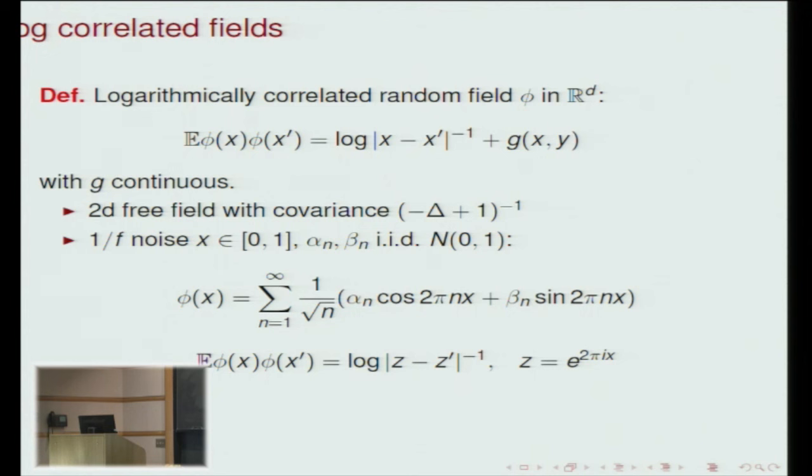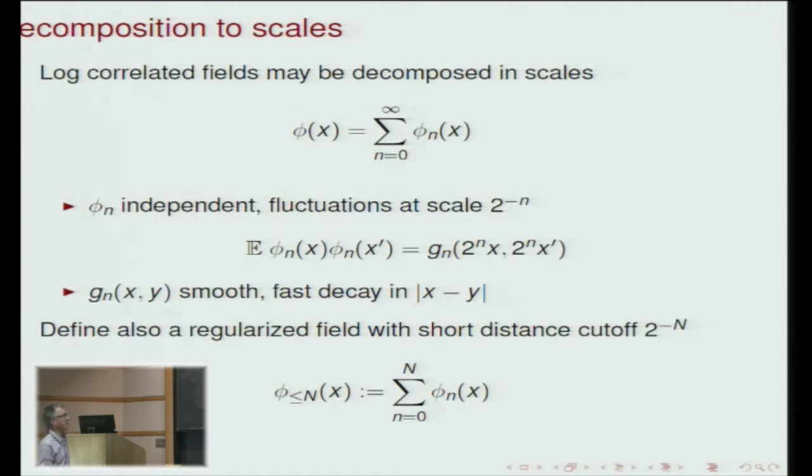Okay, so if you compute the covariance of that, it's actually exactly this thing here. It's not a difficult calculation, and here you see that it's just a restriction of the usual Gaussian free field to the circle, if I work on the circle like here. So these are two interesting examples. Before I go to the third one, let me spend a second on this. All these fields can be decomposed in scales. If it's logarithmically correlated, that tells you that if you go in exponential scales, you should have more or less independent, identically distributed up to scaling contributions.